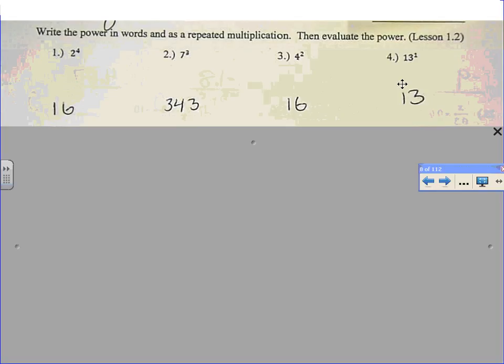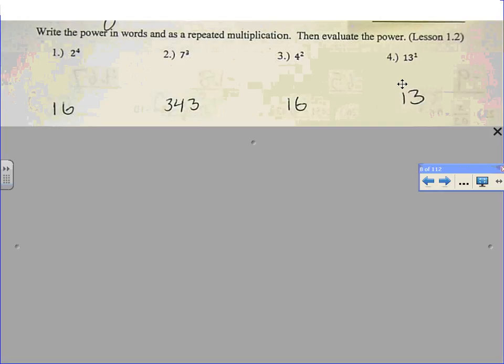And if you wrote down how to read them, for number 1, you should have 2 to the 4th power. Number 2, you should have 7 to the 2nd power, or 7 squared. Number 3, is that a third? Sorry. 7 to the 3rd. Number 3, 4 squared, or 4 to the 2nd. And then number 4, 13 to the 1st power. So if you wrote them out, I didn't care about that. You didn't have to, but if you did, that's how you say them.